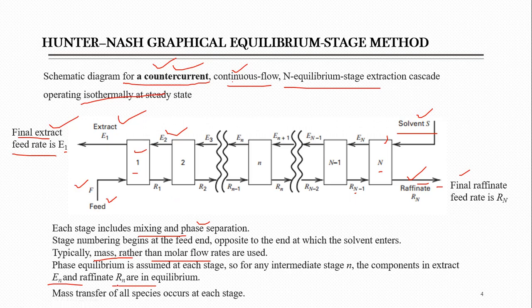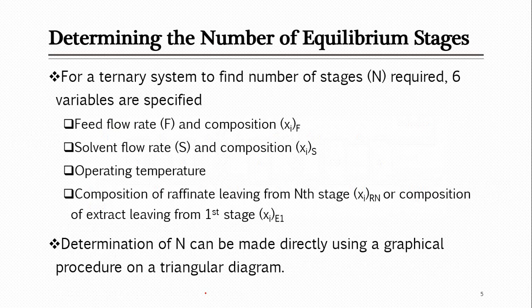Then overall mass transfer of all species occurs in each stage. We talked about this, that all species means the species involved in the feed. Suppose there is solute and solvent in the feed, and the solvent is introduced externally. So these are the three components we are talking about. In a ternary system, the mass transfer of 3 species, 2 species of the feed and 1 species of the solvent, will take place at each stage.